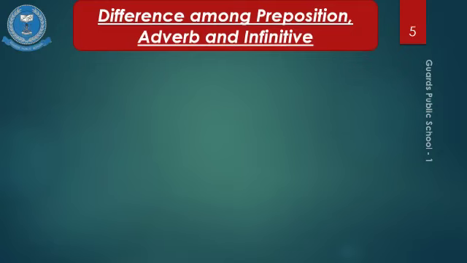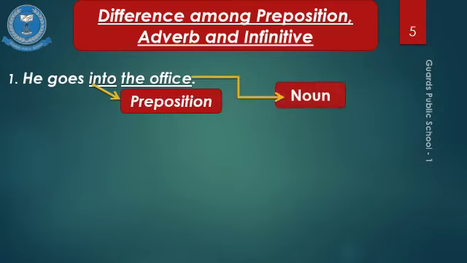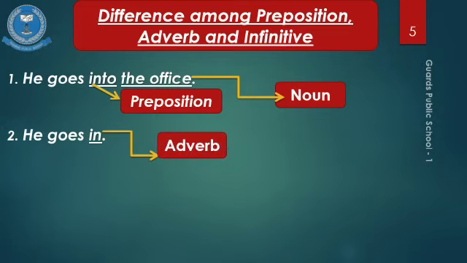There is always a confusion in differentiating among preposition, adverb, and infinitive as the words are similar. But what makes them different is the usage. Like, for example, he goes into the office. Here, the word into is followed by a noun, which makes it a preposition. Next, he goes in. In this sentence, the word in follows a verb, but there is no noun after that, which shows that it is an adverb.